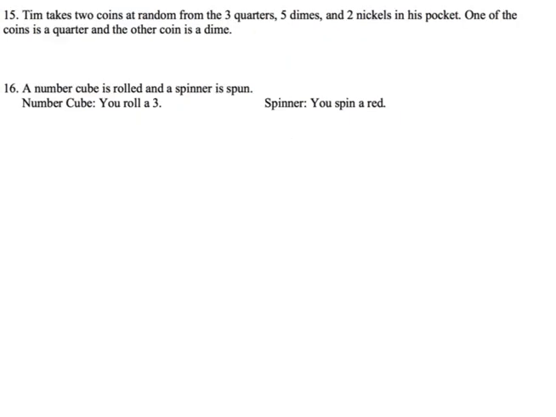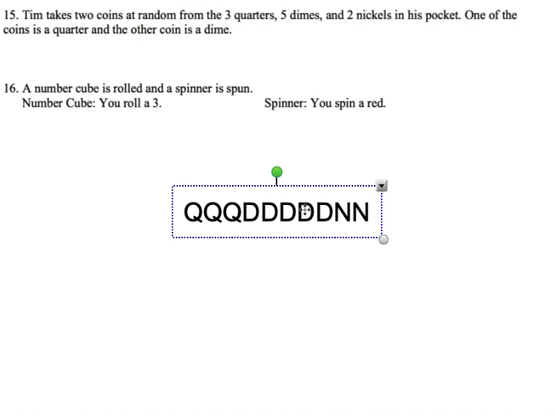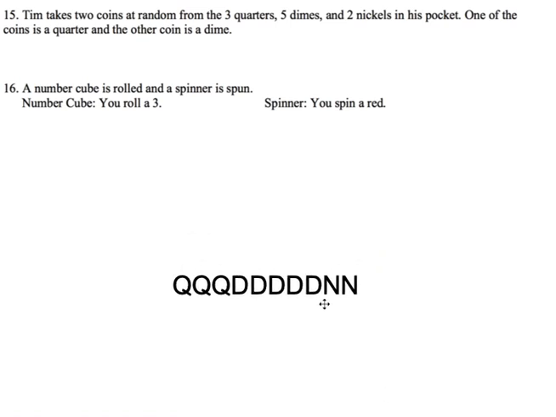Okay, number 15. Tim takes 2 coins at random from 3 quarters, 5 dimes, 2 nickels in his pocket. One of the coins is a quarter and the other is a dime. Alright, so we've got 3 quarters, 5 dimes, and 2 nickels in the pocket. If you pick one of these, it will no longer be in your pocket. And it says that he's taking 2 coins at random.